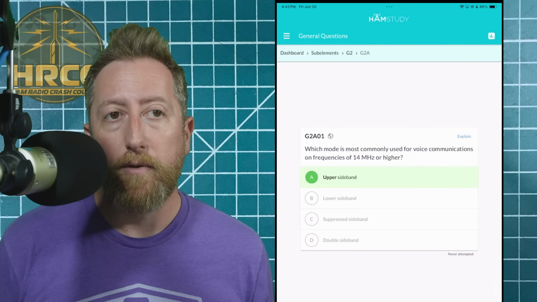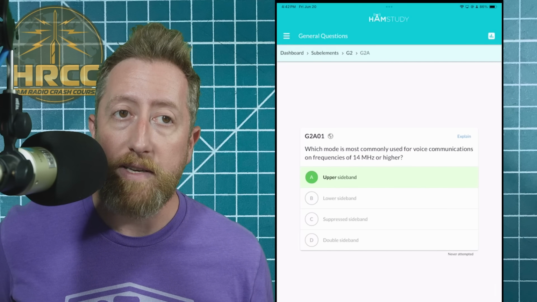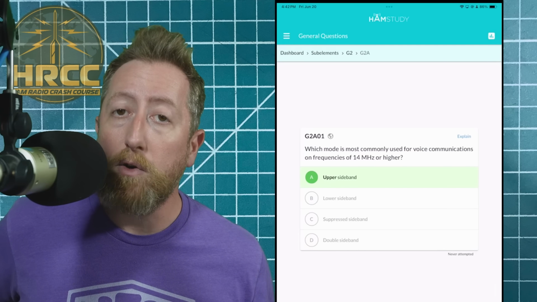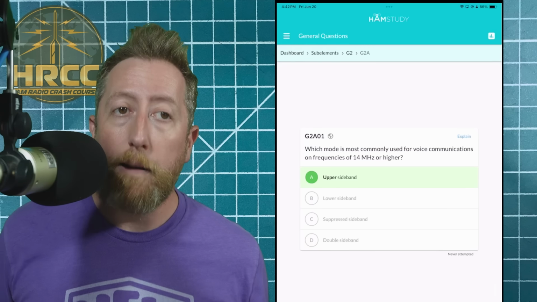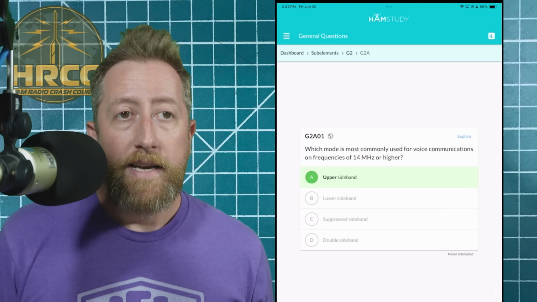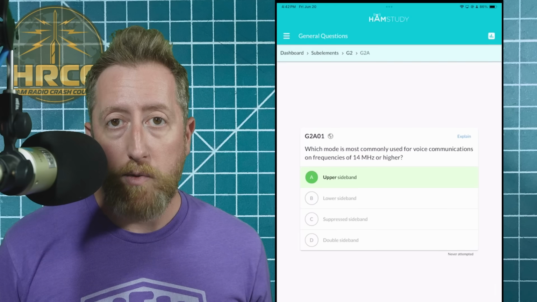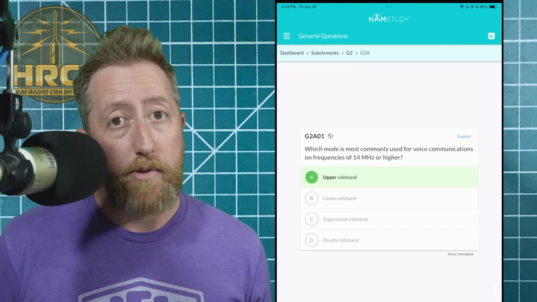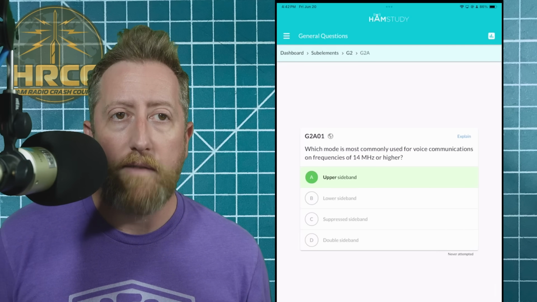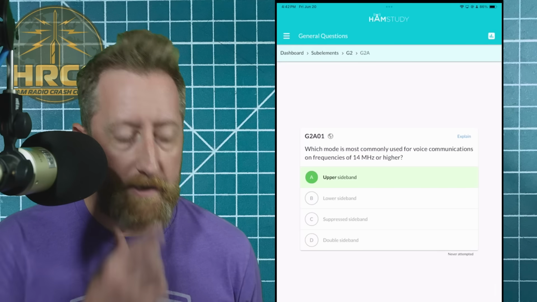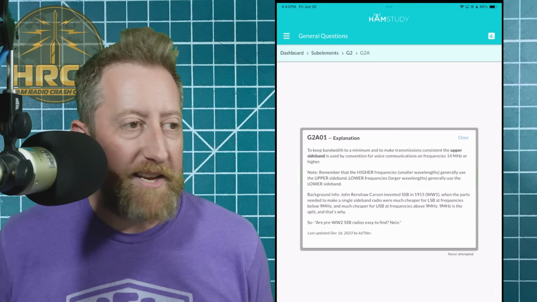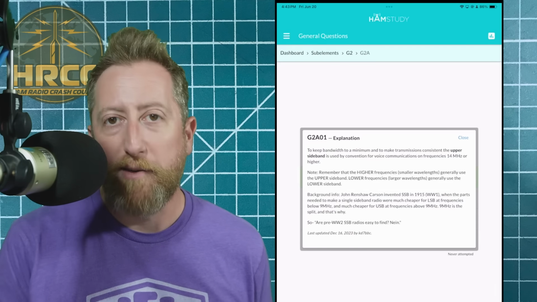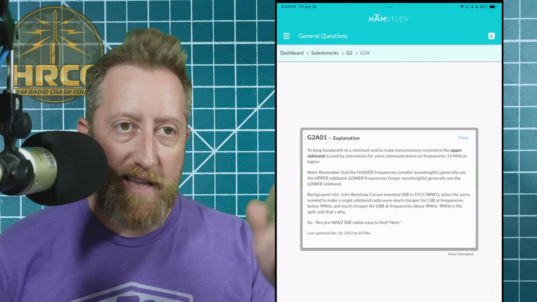Question 1. Which mode is commonly used for voice communications on frequencies of 14 megahertz or higher? Upper sideband. You will see in HF radios where it switches from lower sideband to upper sideband, and generally that cutoff is around the 40 meter space. Ham Study provides a cool explanation with a bit of history, and that's why some of these are really good to read, so make sure you click that little explain button.